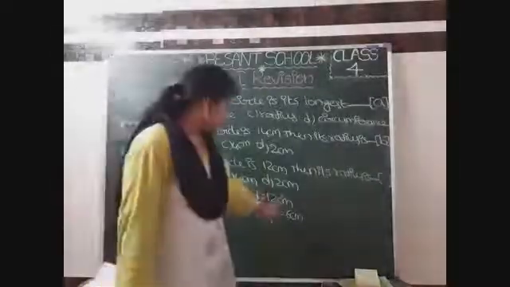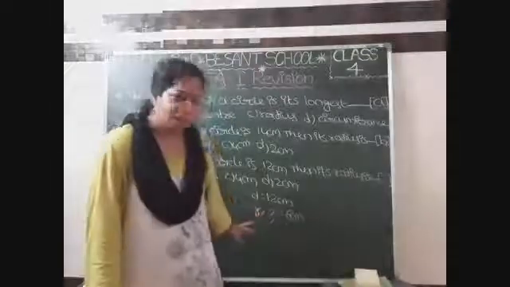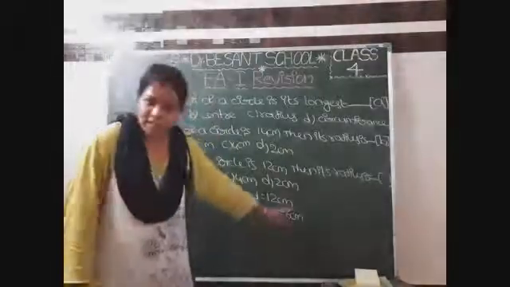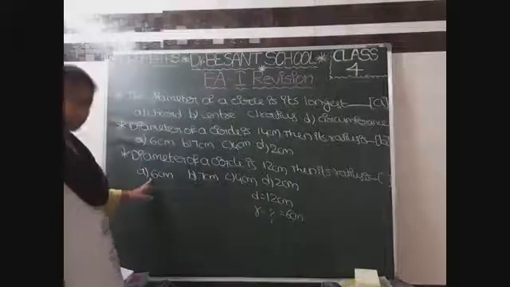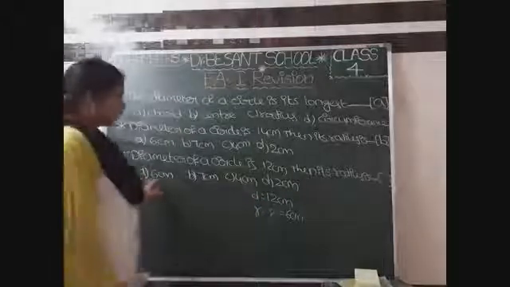Okay. Here 12 centimeters is the diameter. What is half of 12? 6. Means 6 centimeters is the answer. Which option is 6 centimeters? Here, A is 6 centimeters. That's why A is the correct answer.